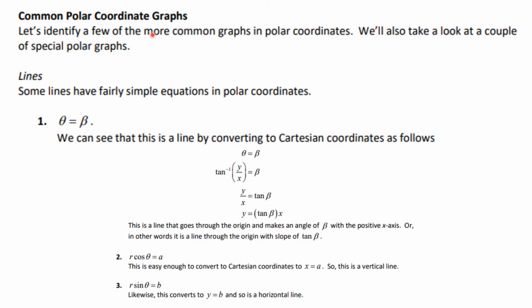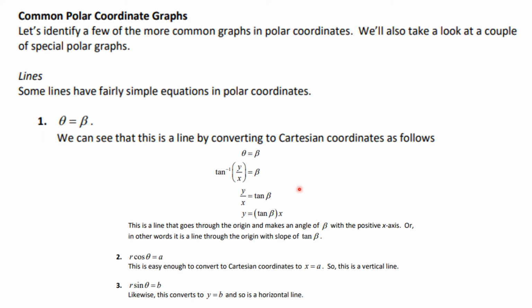Let's identify a few of the more common graphs as they appear in polar coordinates so you can look at them and recognize them. All right, so lines. Now, lines have simple polar coordinate equations. And the equation for a line that goes through the origin is going to be theta equal beta. That is, theta is a constant.